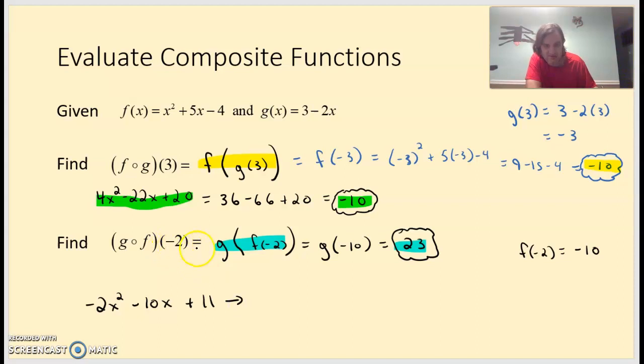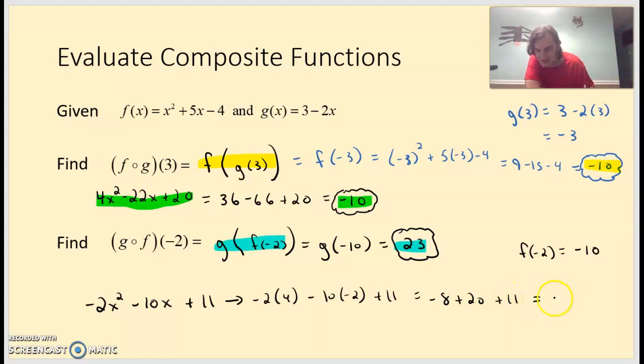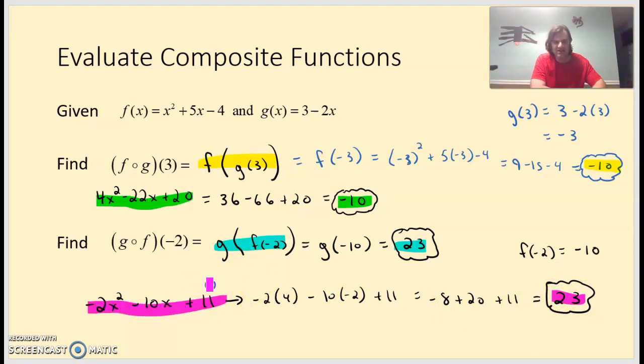So I only have to plug it in one place. If I plug the negative 2 in, I will have negative 2 times 4, negative 10 times negative 2 plus 11. So I got negative 8 plus 20 plus 11. Let's make sure everything's right. If I haven't made a mistake, that's 31 minus 8, so 23. Okay. So we eventually got the same thing without dragging it out as long as we did.